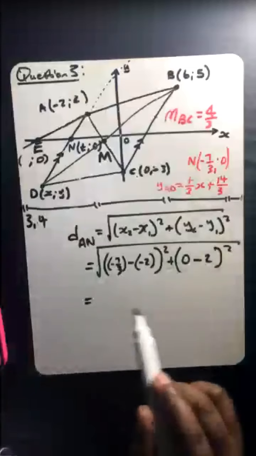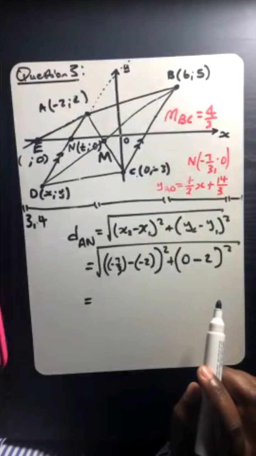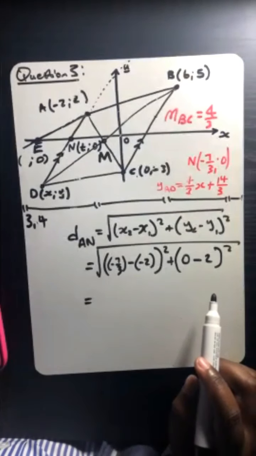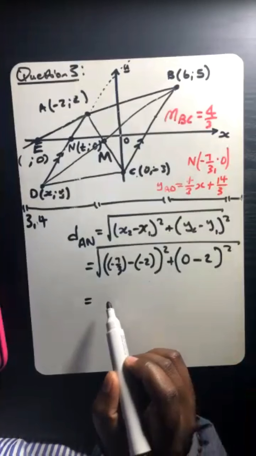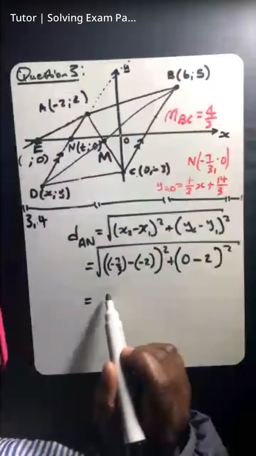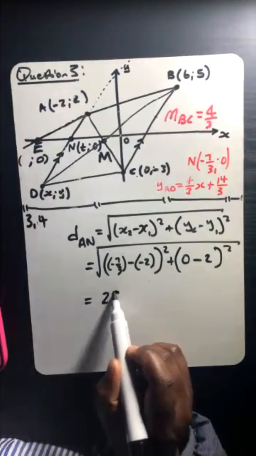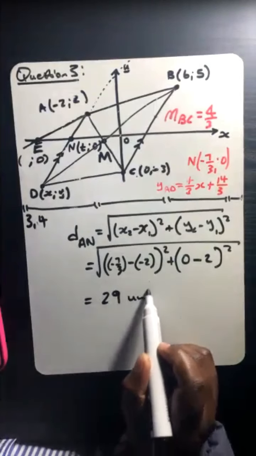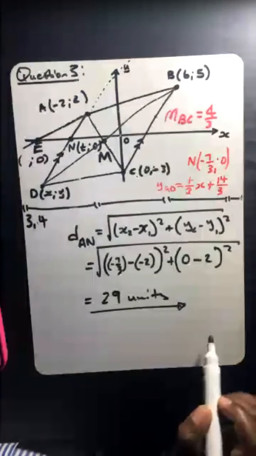what are we having there? 29, sir. Say again, what are we having there? 29. 29, sir. Oh, 29. So that means 29 units. It's exactly what we are having.